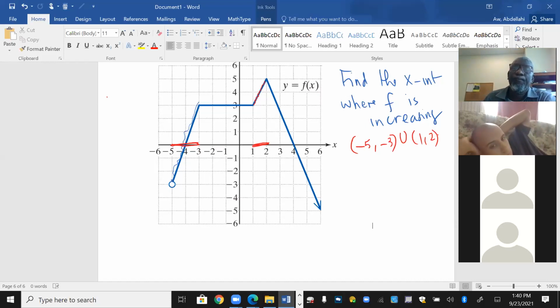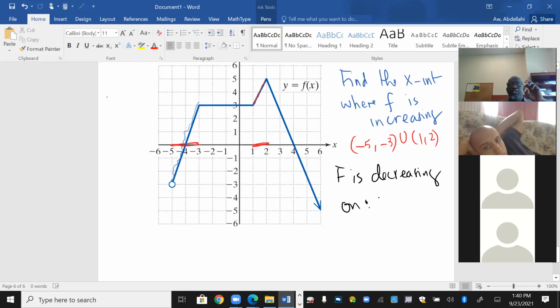Okay, now, find the x intervals where f is decreasing now. F is decreasing on what interval? Okay, think about it. Tell me what's the interval. From what x to what x? 2 to positive infinity. From what x to what x? F is decreasing. 2 to positive infinity.